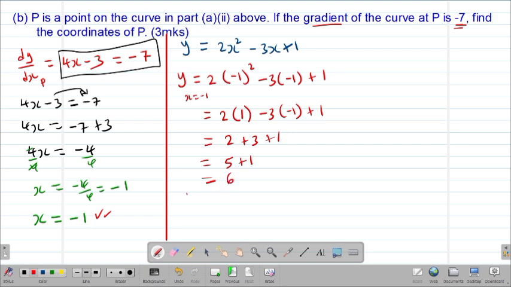Therefore, it means that the point P must be given by x comma y, of course, which will be, our x is negative 1, then of course y is equal to 6. Therefore, this is the coordinate of the point P.